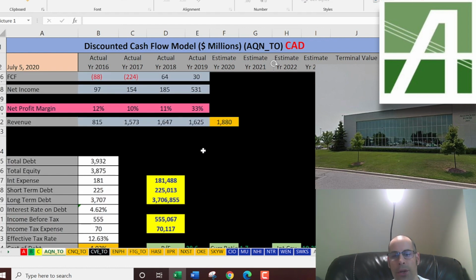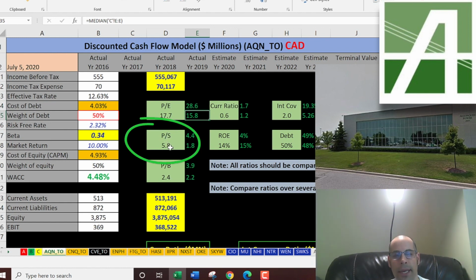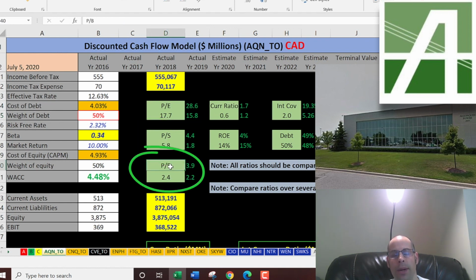Let's look at the financial ratios. They have a PE of 18, which is pretty good. The average in the market is 28 and the median 16. Value investors usually look for PEs below 15. The lower the better. Price to sales is price of stock over sales per share. That's 5.8. That's a little high for my standards. Price to book is pretty good. That's price of stock over book value per share. That means investors are willing to pay $2.40 for $1 of book value.